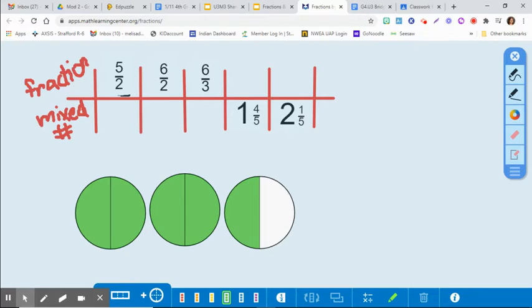Now, how many wholes do I have? I have 1 whole, 2 wholes. So I need a big 2. Now, what's the fraction of what's left over? The bottom number is going to be 2 because all of these were split into halves. And we have one of them filled in. So it'd be 2 and 1 half.